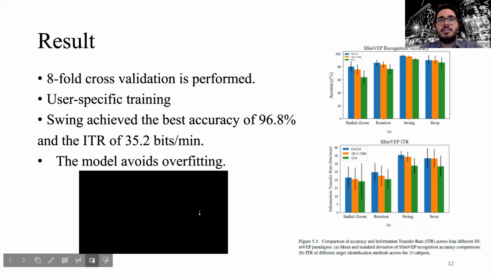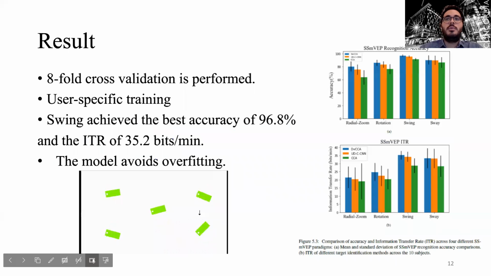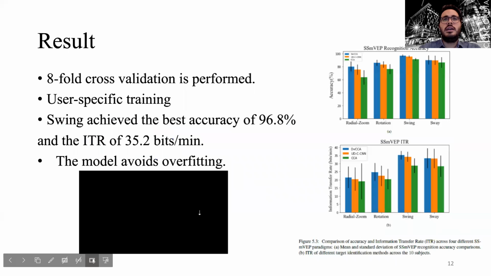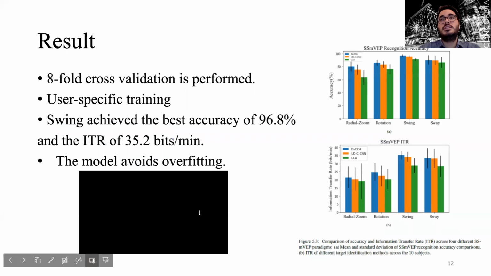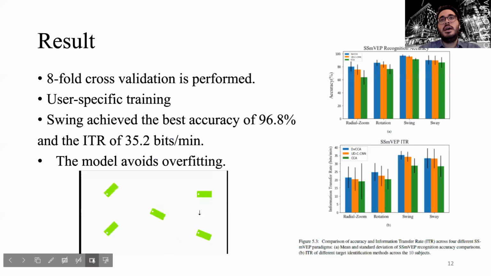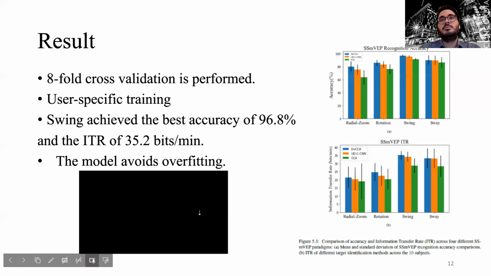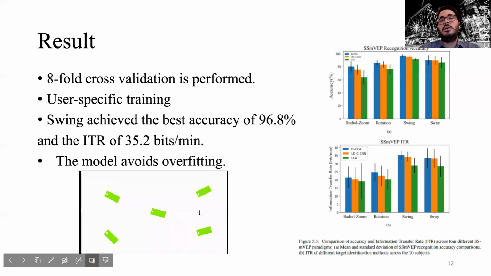User-specific training as well as eightfold cross-validation are performed for training and evaluating the methods. If we look over the diagrams in this slide, we can understand that the swing paradigm achieved the best accuracy of 96.8% and the information transfer rate of 35.2 bits per minute. The ITR is a criterion to measure the speed of our BCI system.